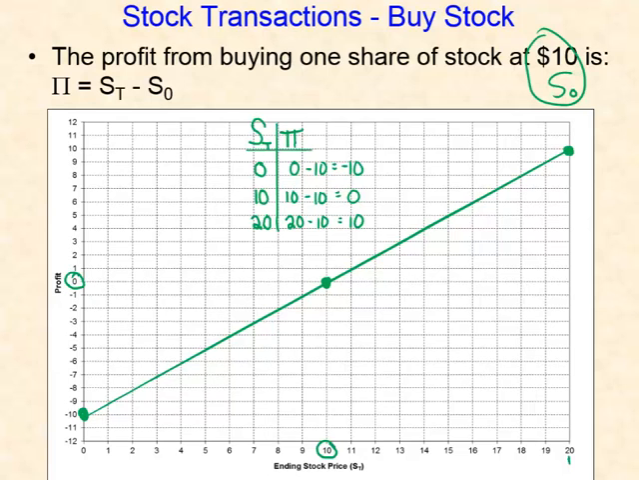So we now have our line drawn on the screen. Let's see what it's telling us. If we look down at the left-hand side here, we can see the maximum loss is just minus S0. The initial stock price was 10, so the most we can lose is $10. There is no limit on the potential profit. This line continues out into space forever, and so when we buy a share of stock, we have unlimited profit potential.